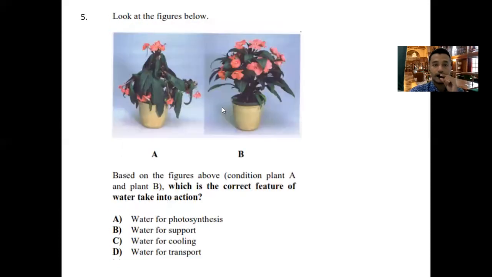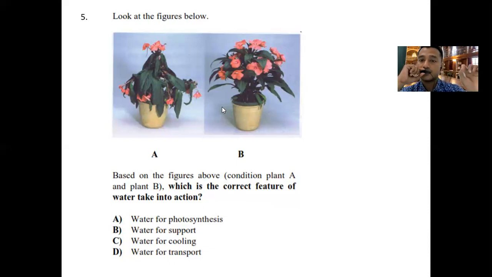All right, next question here. Okay, I know that some of you might be confused. For number 5 in here, why can't we answer A, water for photosynthesis? Even though I explained the equation for photosynthesis: carbon dioxide, CO2, plus water, H2O, releases glucose, C6H12O6, and oxygen, O2.